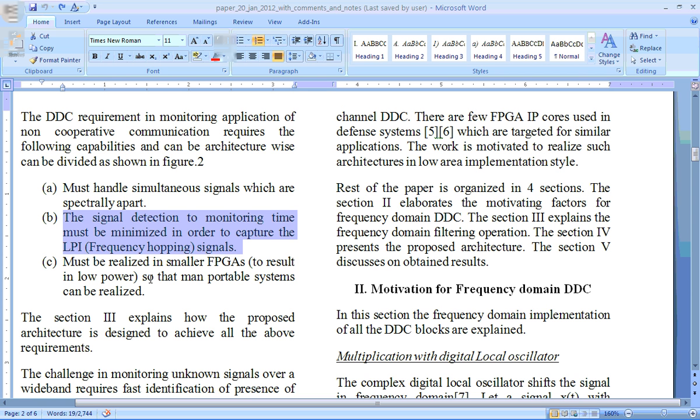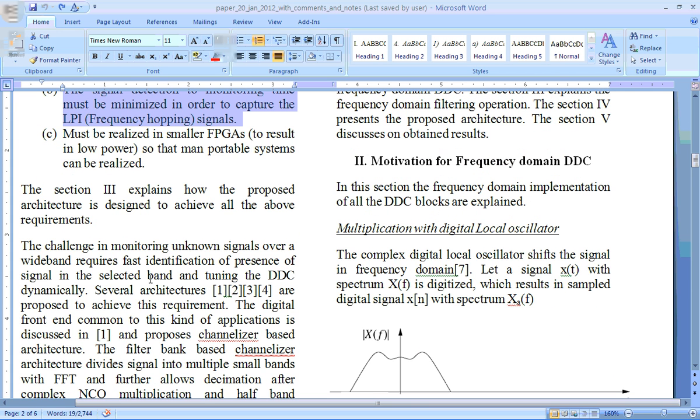It must be realized in smaller FPGAs to result in low power, so that man portable systems can be realized. You cannot always talk about a vehicle mounted system, or always about a flight mounted system. Man portable systems are also required, especially for homeland security, which normal police people need to carry, so they cannot be costly systems. Section 3 explains how the proposed architecture is designed to achieve all the above requirements.